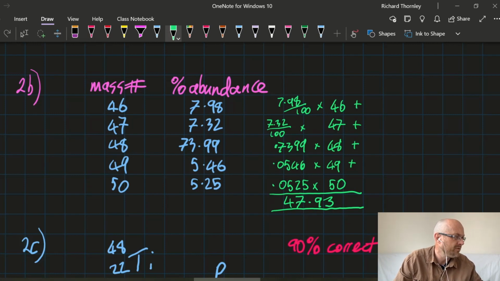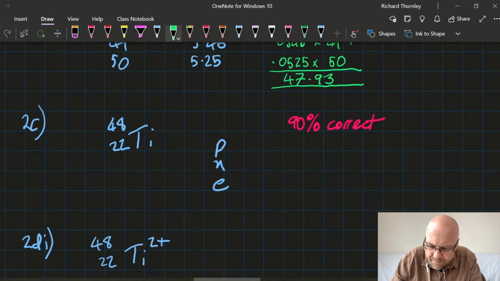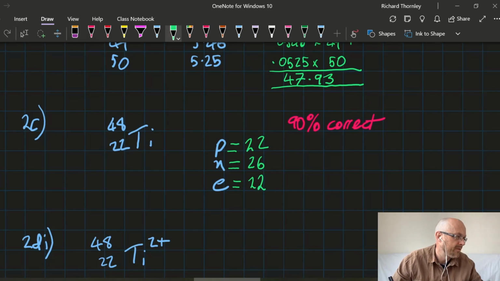Protons, neutrons, electrons. 90% of people got this correct. So the small number is the number of protons, the atomic number. The difference in the number of neutrons, what's that going to be? 26, 36, 46, yep. And the electrons is also the atomic number for this atom. Smashing. You have to get all three right for your point.